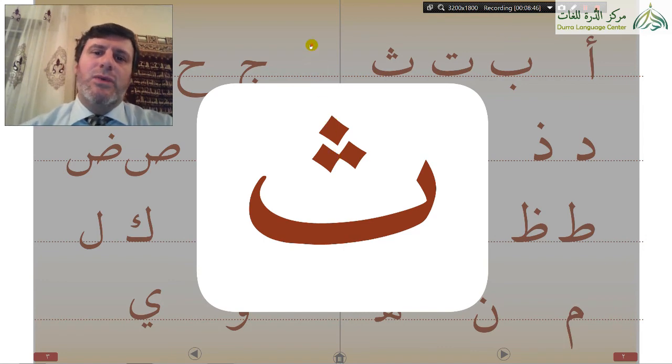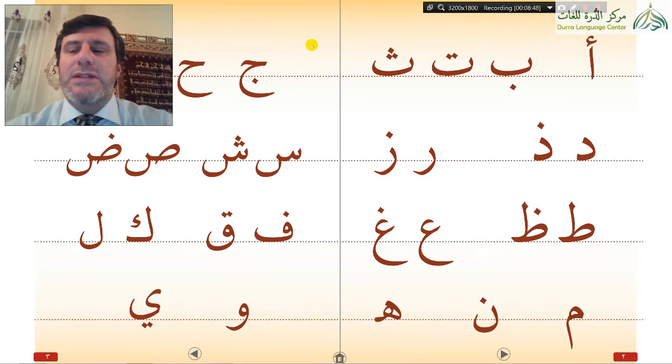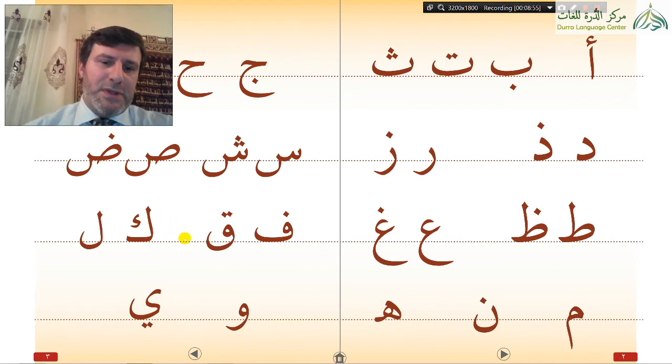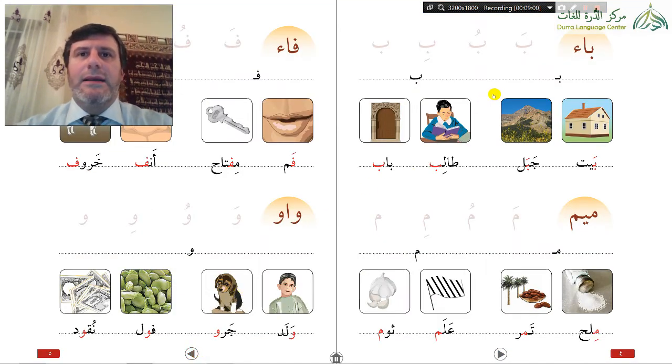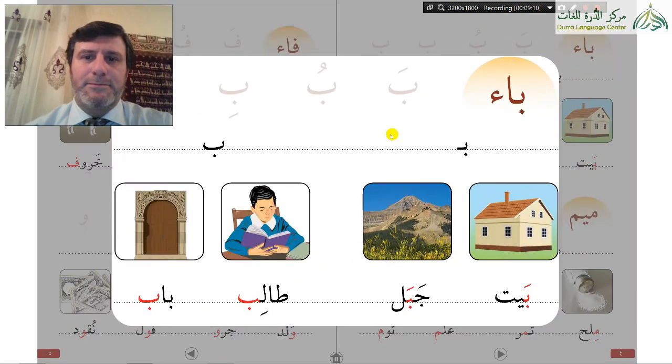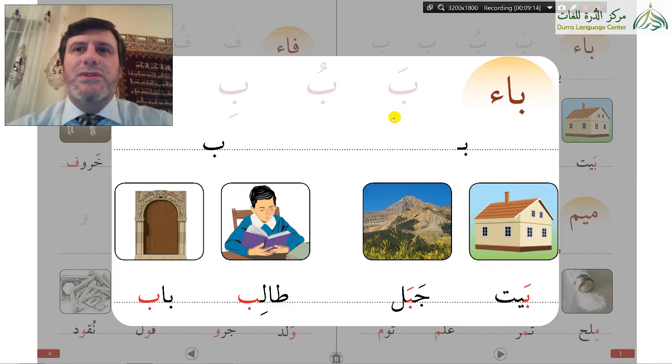In the next session we'll proceed the same way in discussing the remaining alphabets. In the next slide, as you see, we have other letters presented to you in details. The letter ba, for example, you see here the formation of the letter.